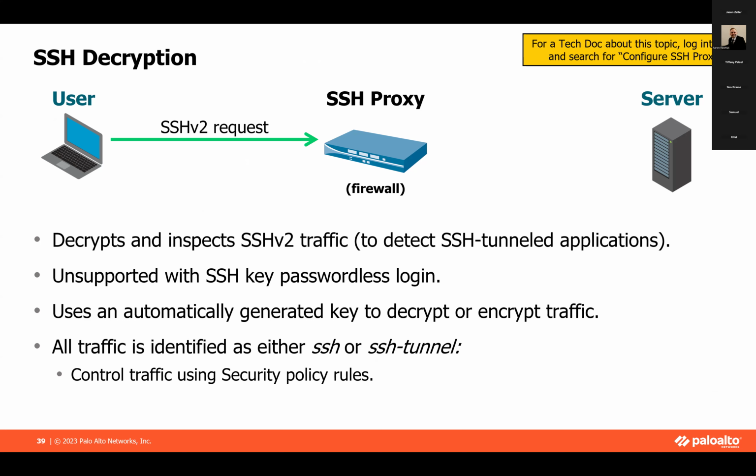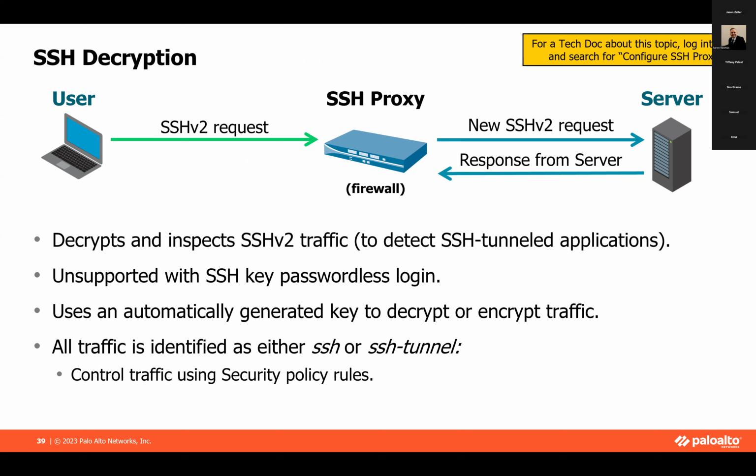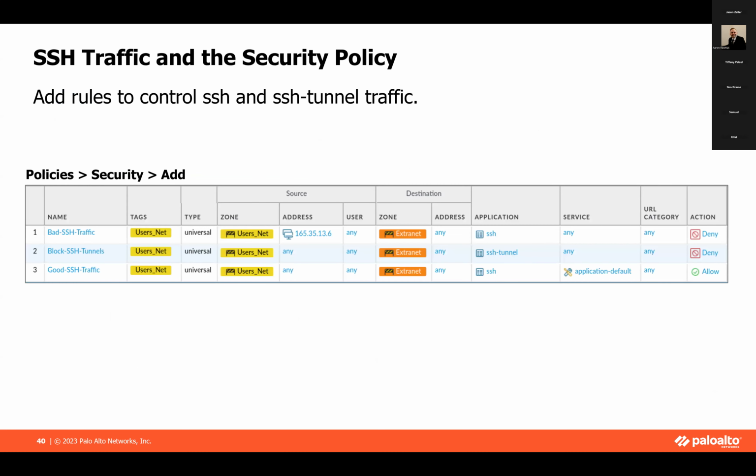All right. So a user will make a request to the SSH proxy. The proxy will then send that request, a new request, out to the server. That will come back as a response from the server, and then we will send our own response back from the firewall. And inside here, in that traffic and security policy, we add rules to control that SSH and SSH tunnel traffic. So we can see that we set up bad SSH traffic, block any SSH tunnels. We could also have good SSH traffic, in which you'll notice this one is set to allow. So we deny the first two and allow things that are on the bottom.